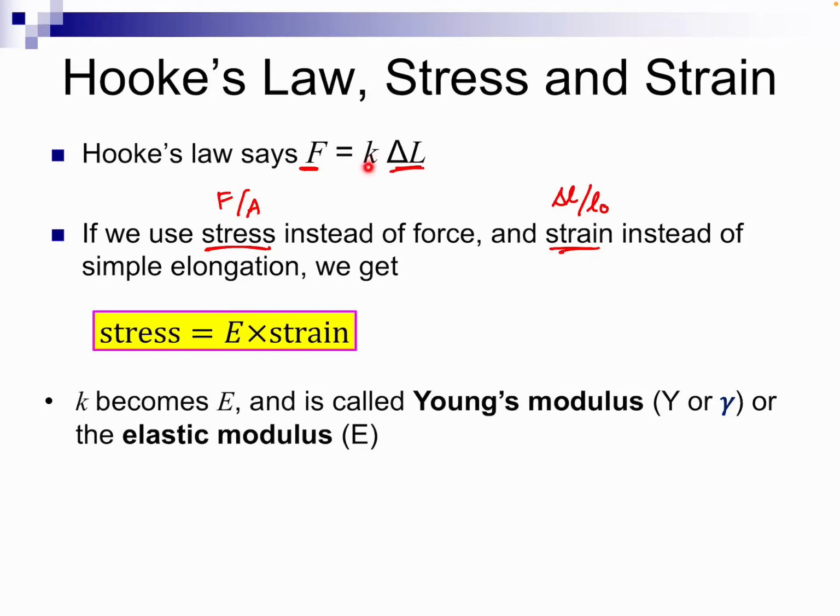Instead of using the elasticity constant K, we then use what we call the Young's modulus or elastic modulus. If you refer to different textbooks or the internet, they either use Young's modulus or elastic modulus. It means the same thing. It's the relationship between stress and strain in the object that's being deformed.